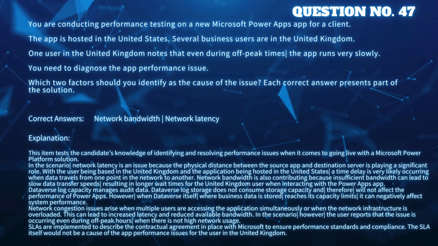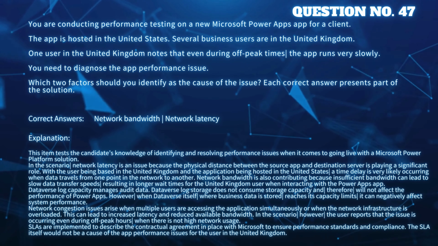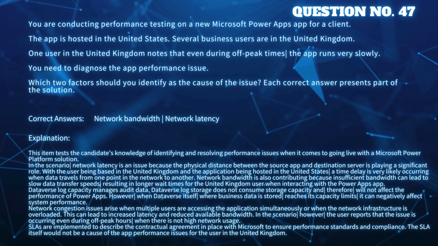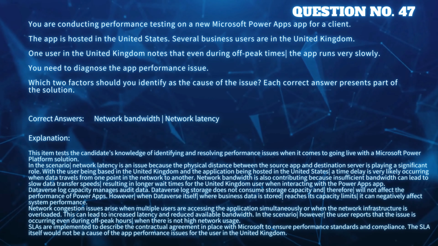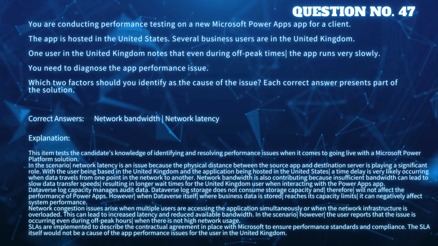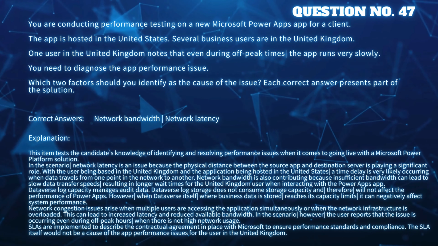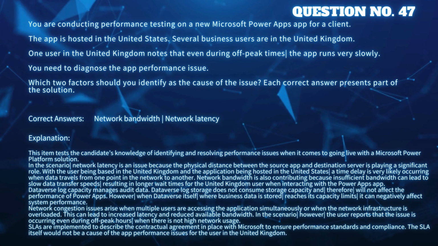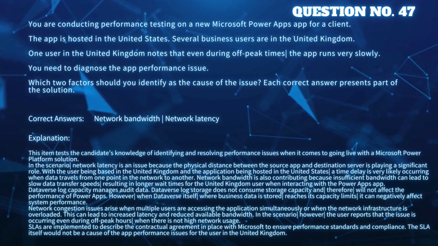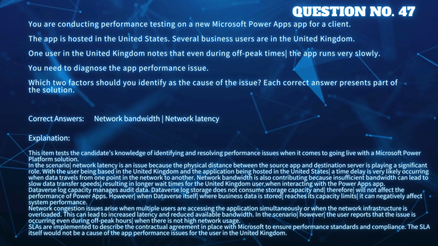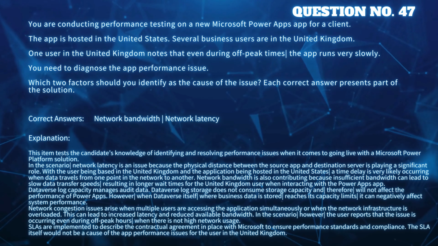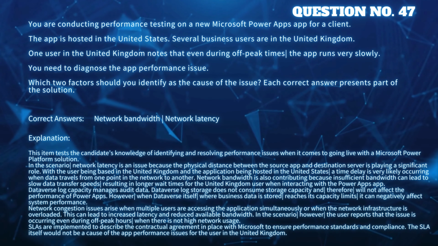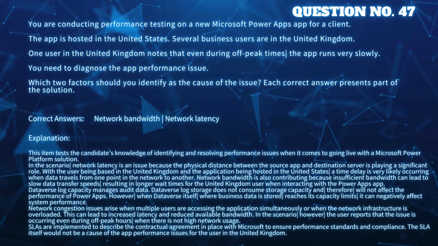Explanation: this item tests the candidate's knowledge of identifying and resolving performance issues when it comes to going live with a Microsoft Power Platform solution. In the scenario, network latency is an issue because the physical distance between the source app and destination server is playing a significant role. With the user being based in the United Kingdom and the application being hosted in the United States, a time delay is very likely occurring when data travels from one point in the network to another.